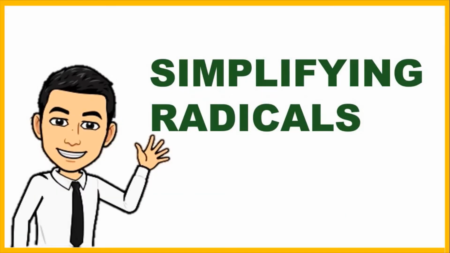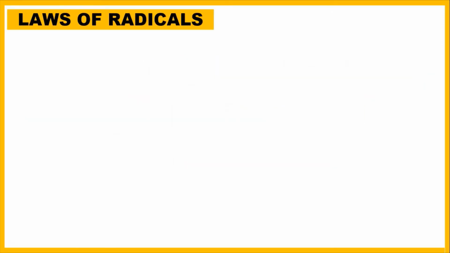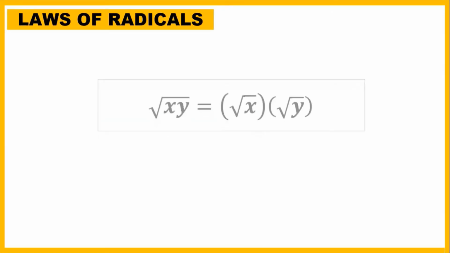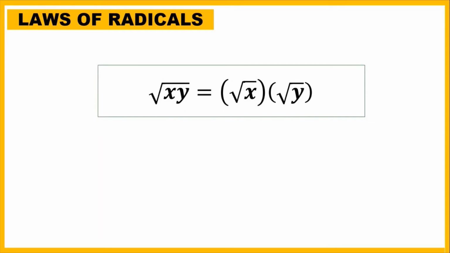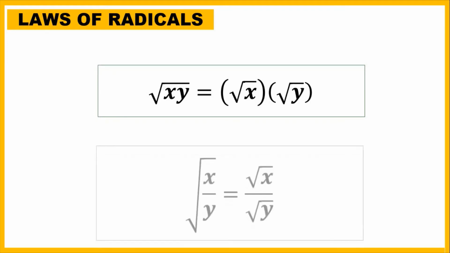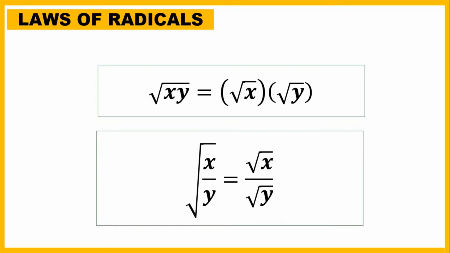In this video, I'm going to teach you how to simplify radicals using these two laws. The first one is the square root of the product of x and y is equal to the product of the square root of x and the square root of y. Another one is the square root of the quotient of x and y is equal to the quotient of the square root of x and the square root of y.